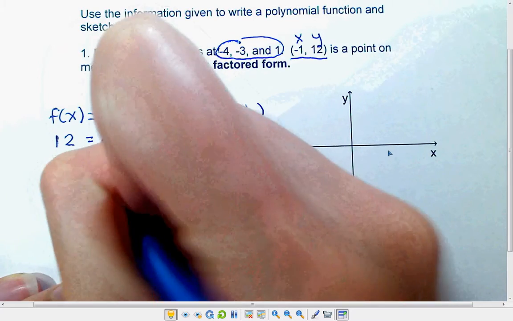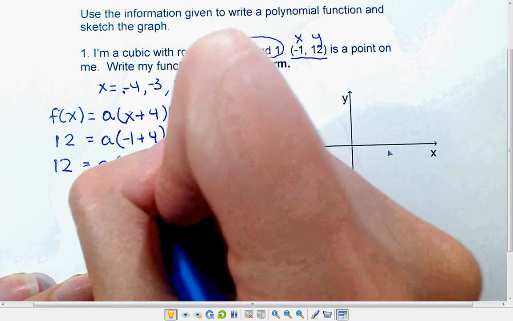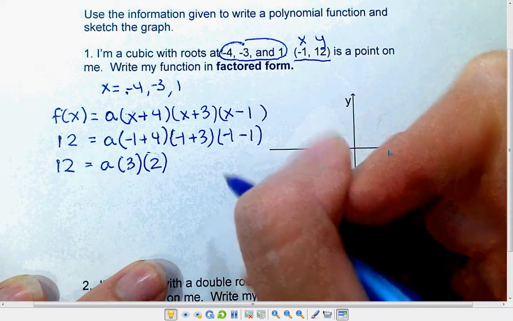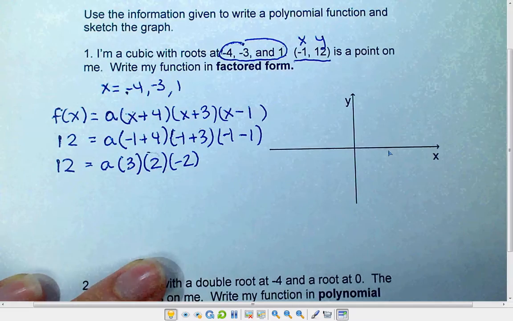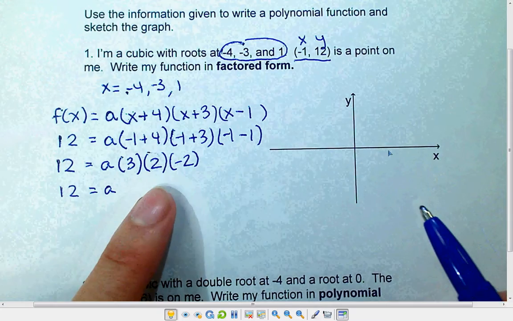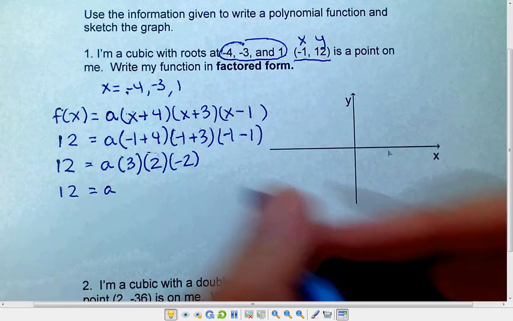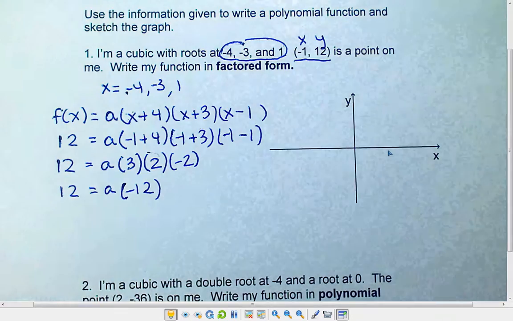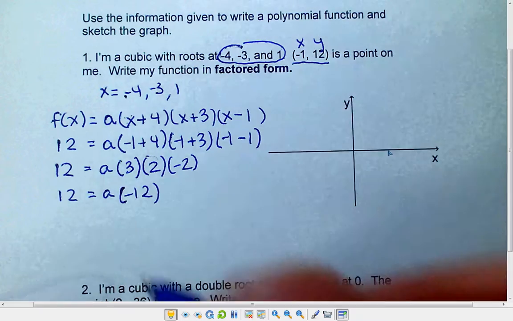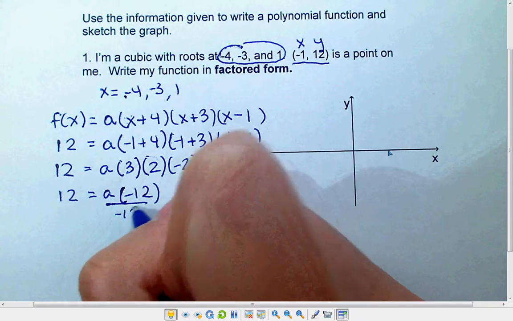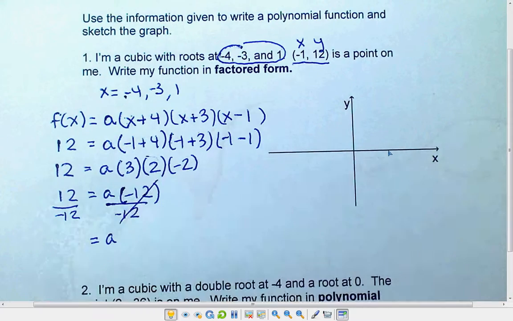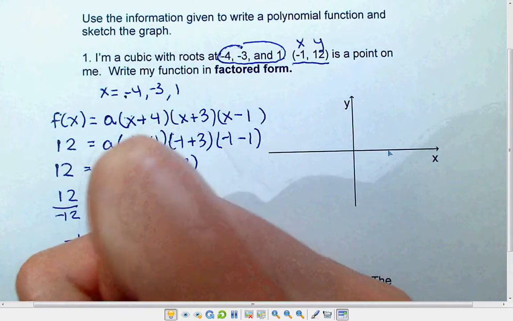So we have 12 equals a times -1 plus 4 gives me 3. -1 plus 3, which gives me 2. -1 minus 1, which gives me -2. And now we're going to multiply all of these together. So 3 times 2 is 6. 6 times -2 gives me -12. Now if we're trying to solve for a, we're getting a by itself, so we need to get rid of the -12. They're being multiplied, so the opposite of that is dividing. So we're going to divide both sides by -12, so this cancels out. We're left with a equals 12 divided by -12, which is -1.